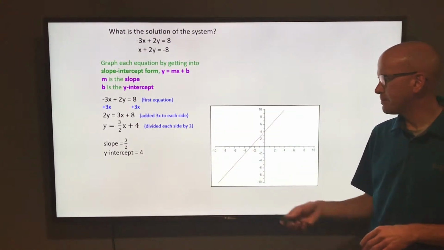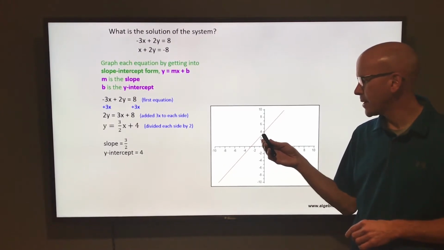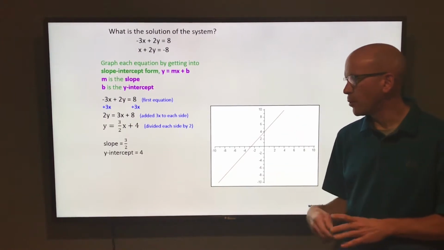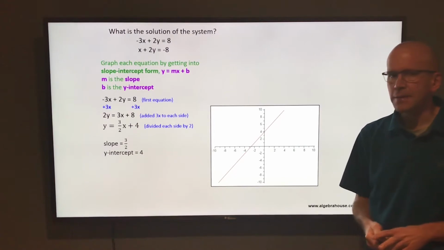So to graph that, put a point at 4 on the y-axis. That is the y-intercept. And from there, go up 3 and to the right 2 and put another point and draw a line through those 2 points. That is the graph of this negative 3x plus 2y equals 8.